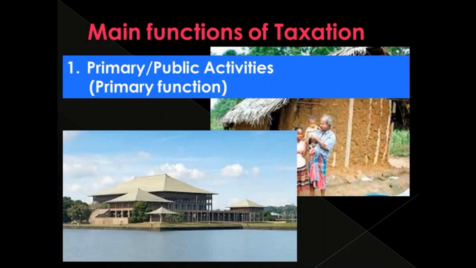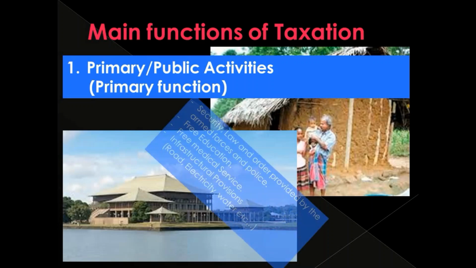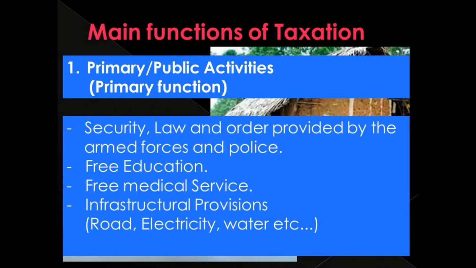So here of course we have listed some of the examples related to this, and we can try to understand this function by using those examples given here. So here are those examples: security, law and order provided by the armed force and police, free education, free medical service, infrastructural provisions, road, electricity, water, etc. So here of course we need to emphasize that this function is mainly providing the facilities to the people which are essential for their day-to-day life.